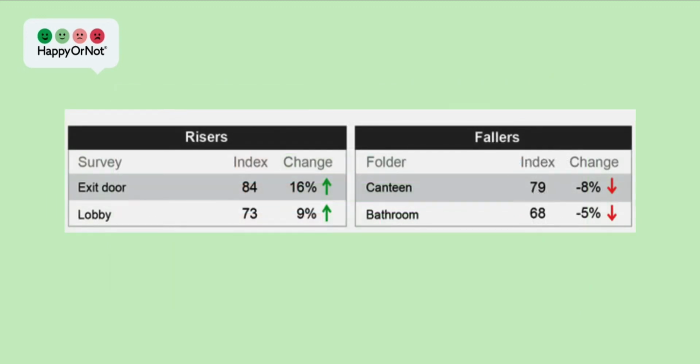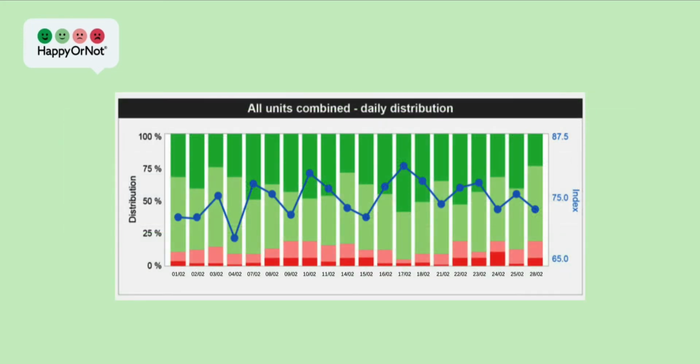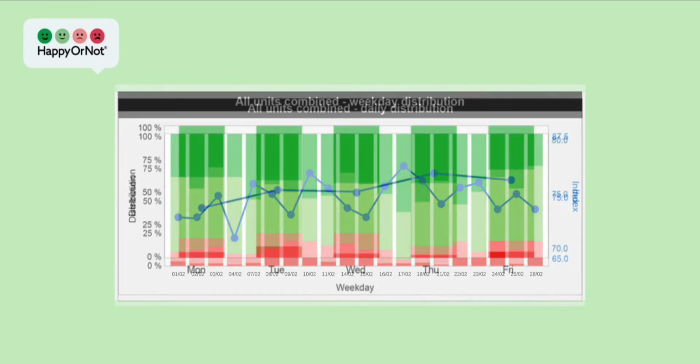This table shows risers and fallers. Risers show the experience points that have the biggest increase in performance index value. Fallers show the experience points that have the biggest decrease. This all units combined daily distribution chart shows the results of each active day during the report's time period.